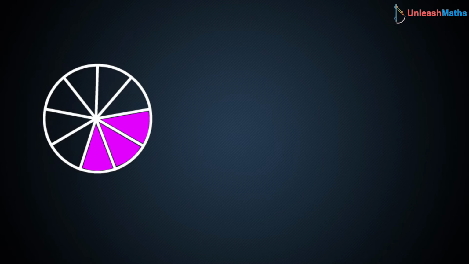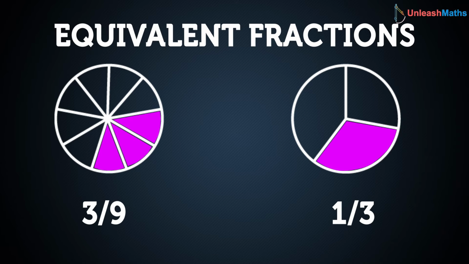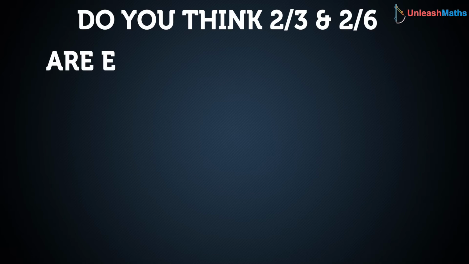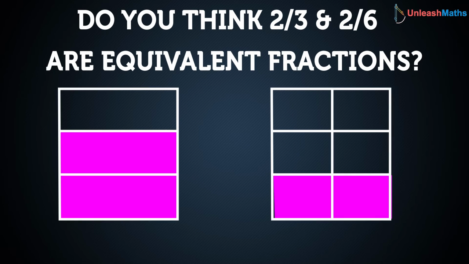Now, kids, tell me if 3/9 and 1/3 of two circles of the same size are equal or not. Yes, the shaded area is the same in both the circles. Hence, they are equivalent fractions. Do you think 2/3 and 2/6 are equivalent fractions? Do they look equal? No.